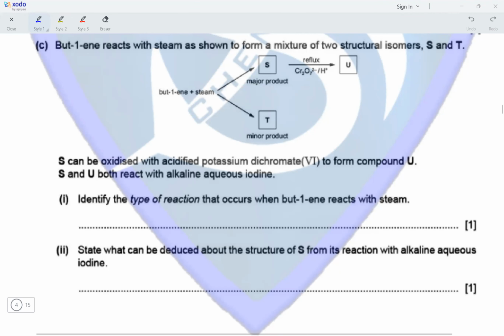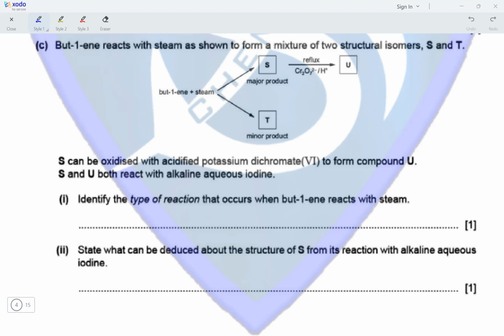But-1-ene reacts with steam as shown to form a mixture of two structural isomers S and T. S is the major product and T is the minor product. S can be oxidized with acidified potassium dichromate to form compound U. S and U both react with alkaline aqueous iodine. So S and U both contain either a methyl ketone group or a CH3 group next to a carbon atom with an OH group present on it.